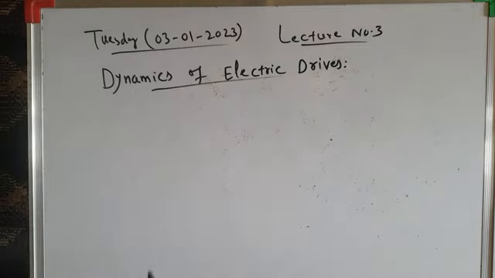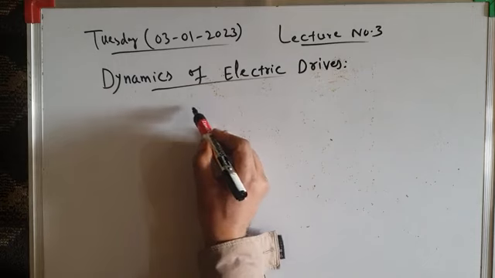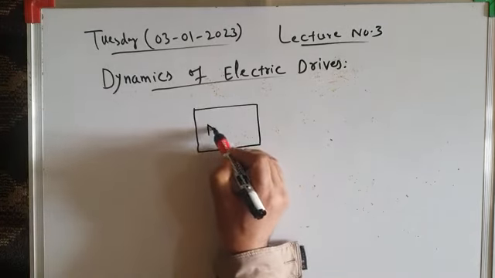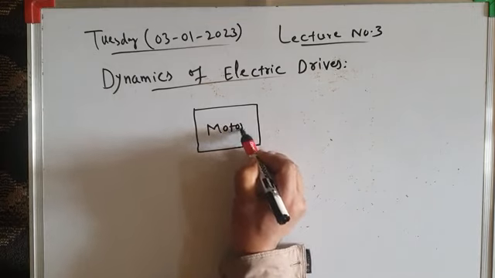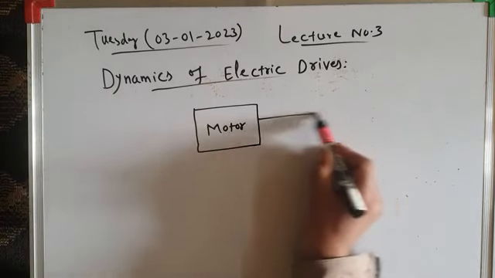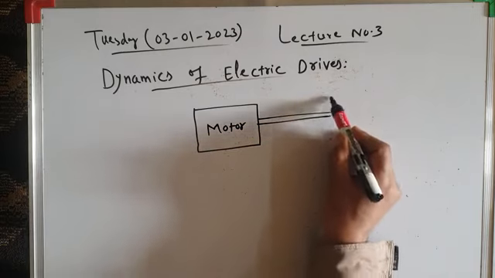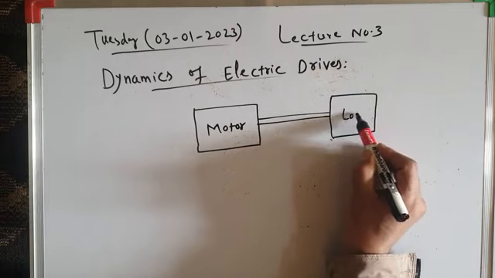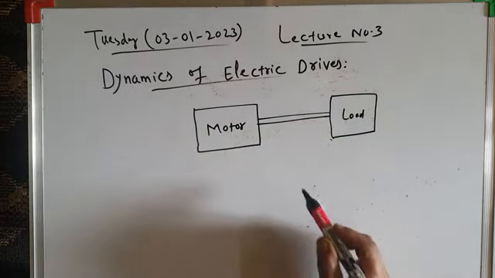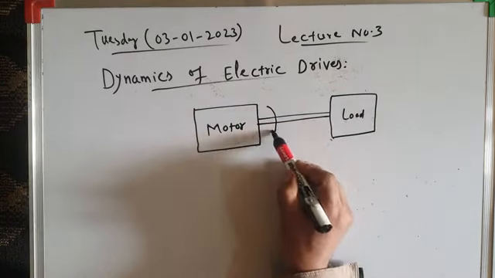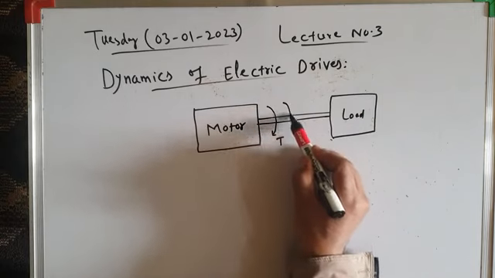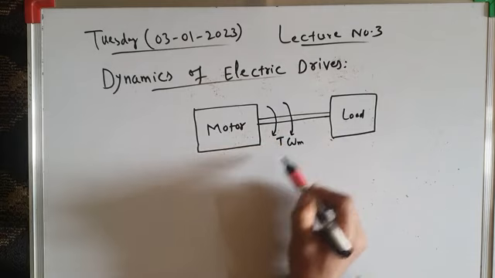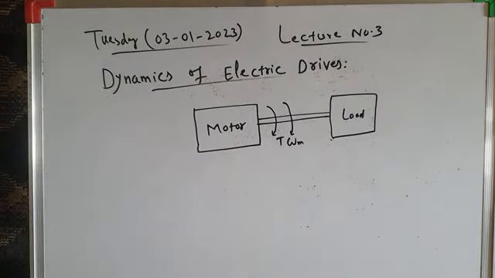Okay, in dynamics of electric drives, let's consider a simple block diagram or schematic diagram whereby I am showing the prime mover, which is motor. It may be a DC motor or an AC motor whose shaft is coupled to the shaft of a mechanical load. This is the load. Now the motor is, for example, developing a torque T, which causes the motor and its driven load to run at a speed of omega m, say in clockwise direction.